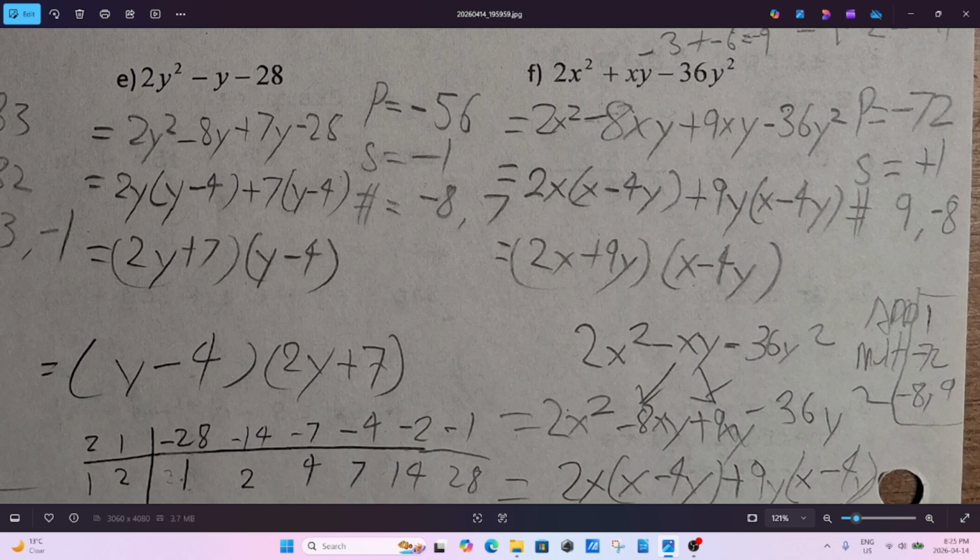And so the numbers must be 9 and negative 8. But notice how there's a y in the last term there, and in the middle there's x times y. So we will split the xy into plus 9xy and minus 8xy. And then we will factor out a 2x from the first two terms and a 9y from the second two terms. And then we get 2x plus 9y times x minus 4y.